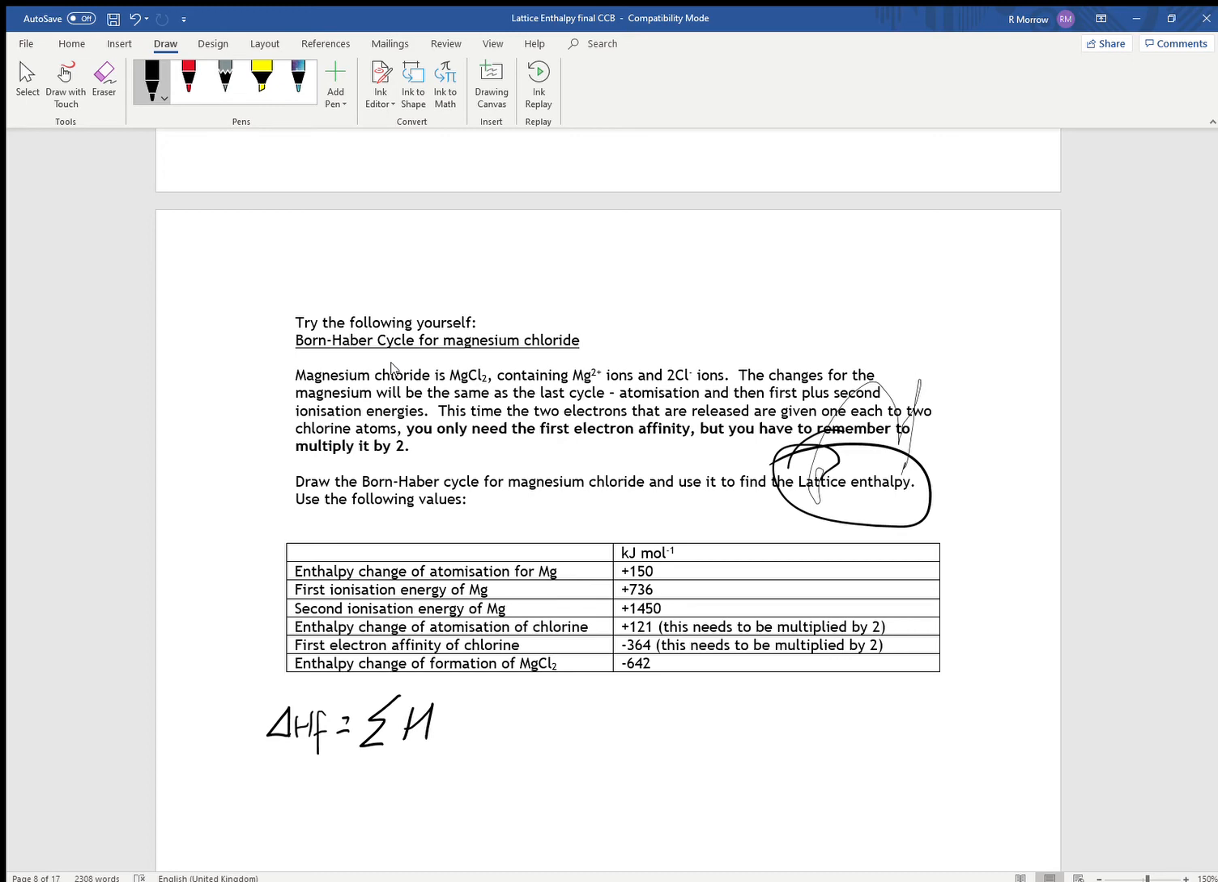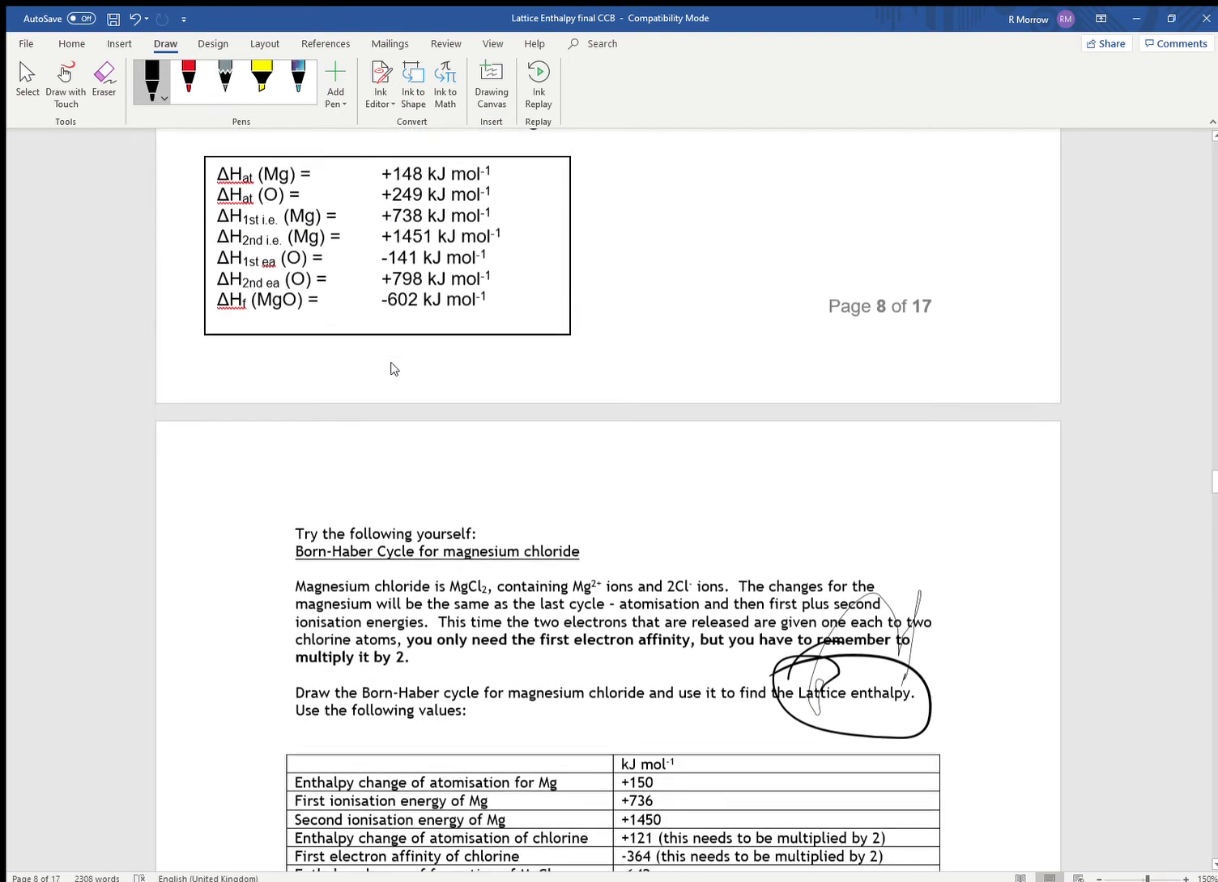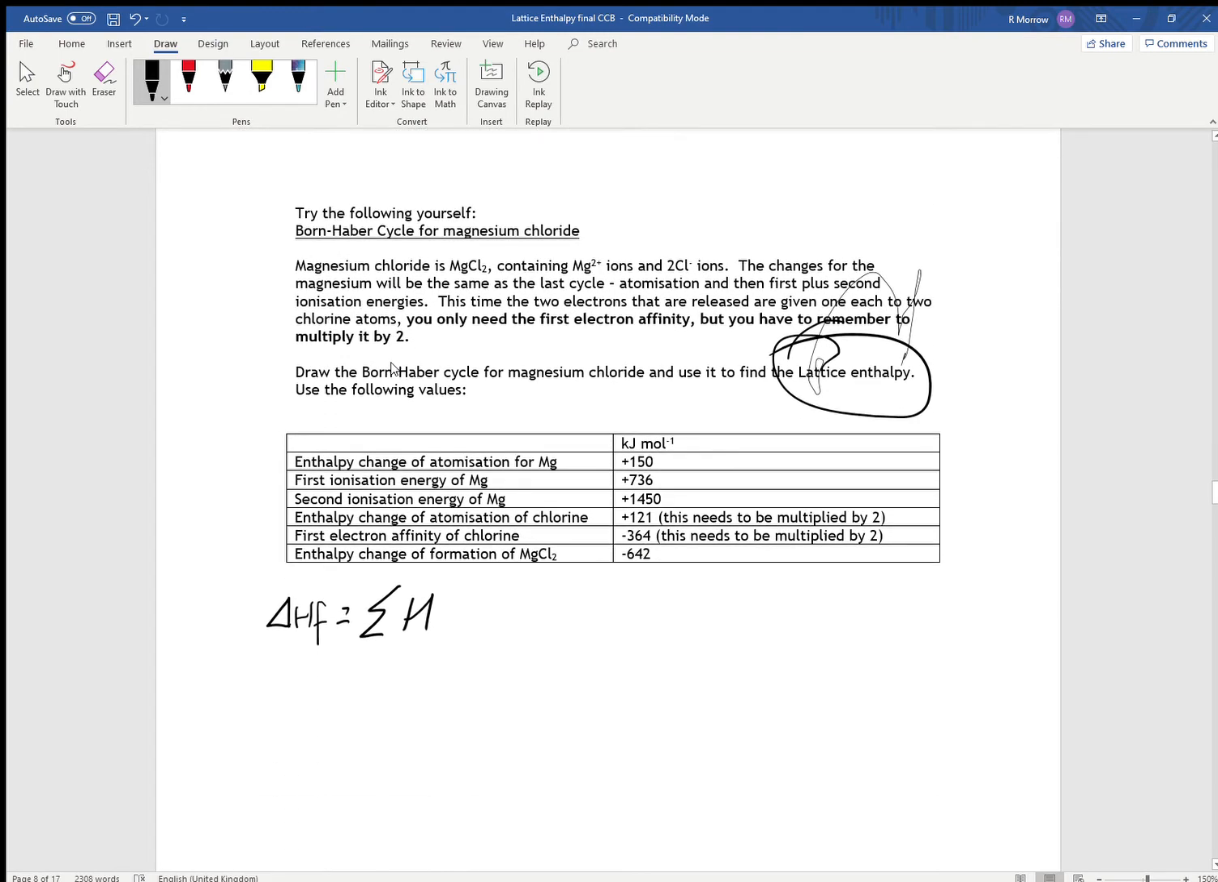So let's apply and put our energy changes into this. Our enthalpy of formation here is given to us as -642. So -642 is equal to the enthalpy change of atomization for magnesium, which is 150, and it wasn't times by 2 or anything, it's just as is. First ionization energy of magnesium is 736. The second one, which we've got to add on instead of multiplying the first one by 2, is 1450. The enthalpy change for the atomization of chlorine.